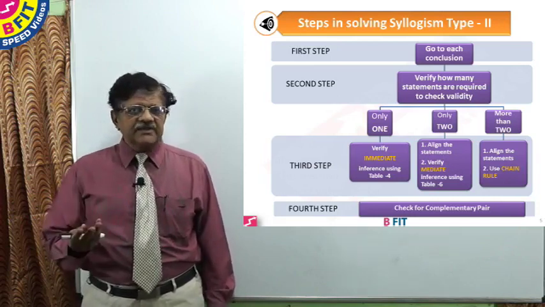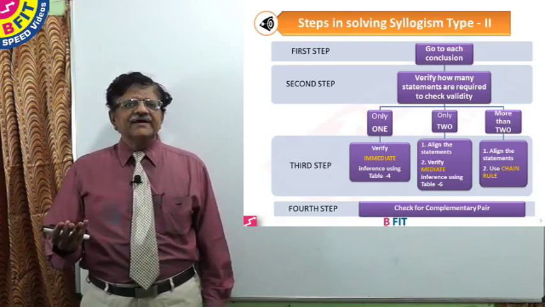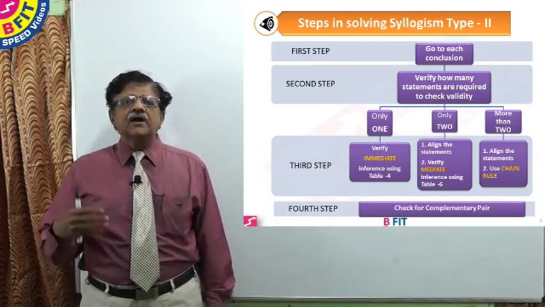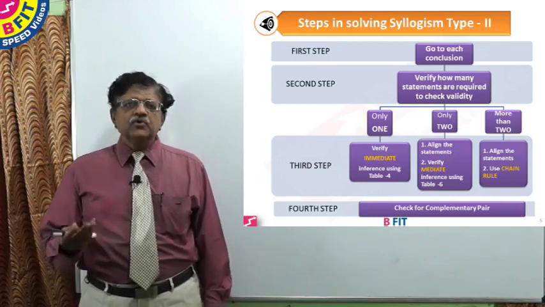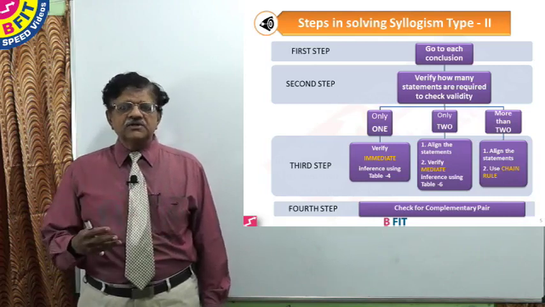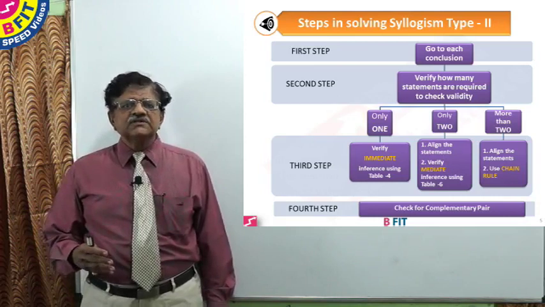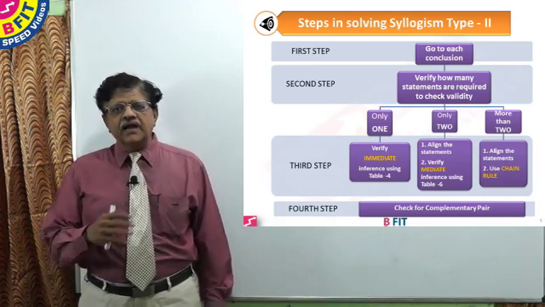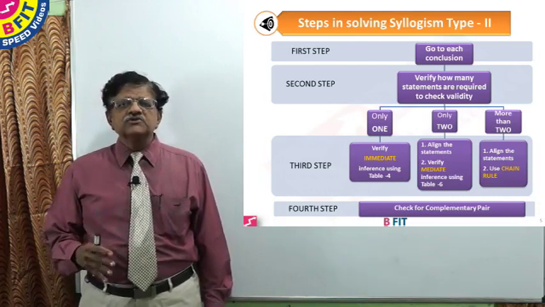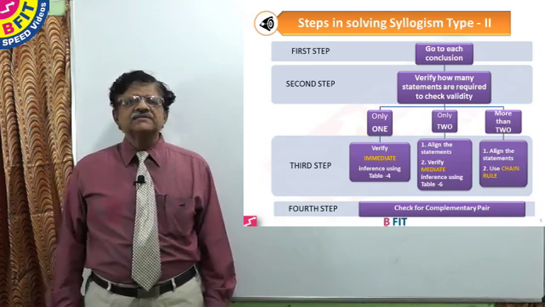Now we cannot stop with that, because why? It's very simple. We have something called a complementary pair. If two or more of the conclusions are arrived at as false, then we will have to check for complementary pair. The alarm bell should ring in your mind and you should check for complementary pair. So that is the fourth step.